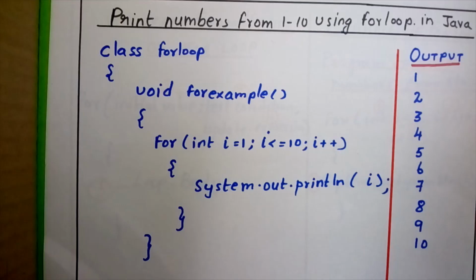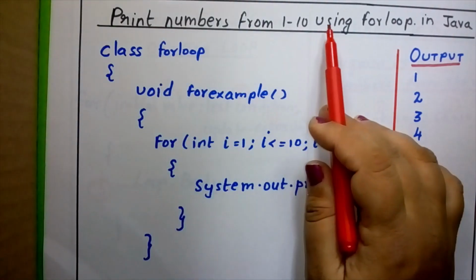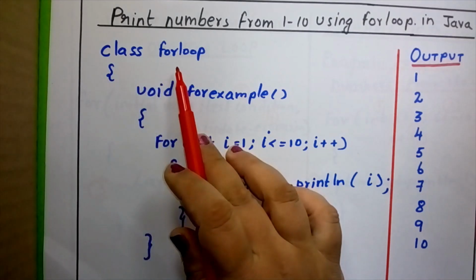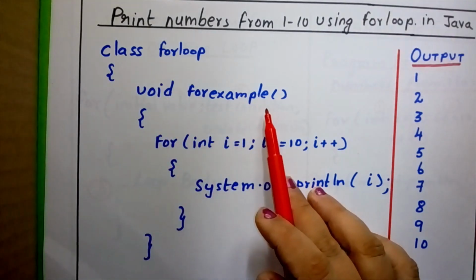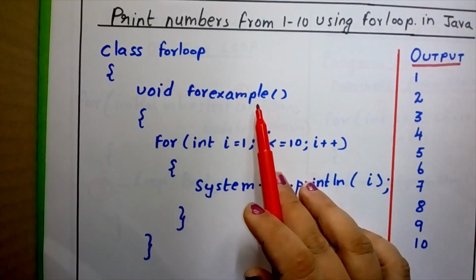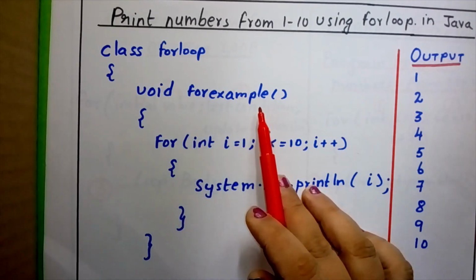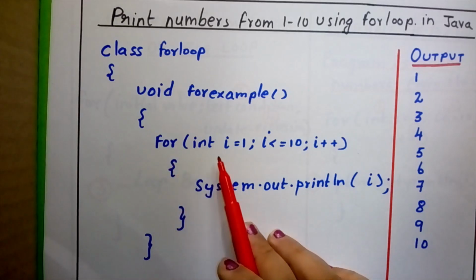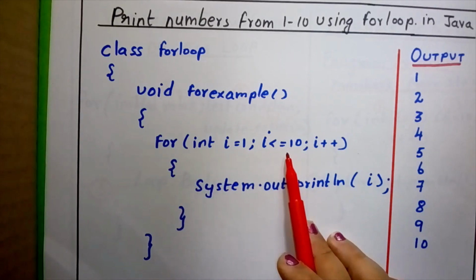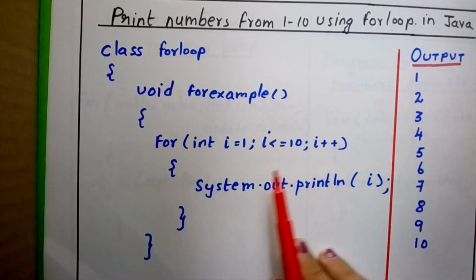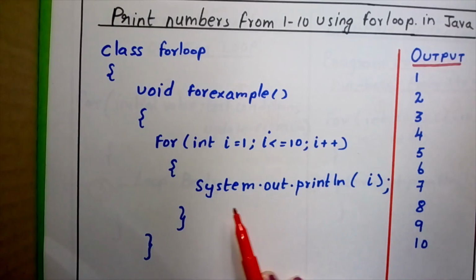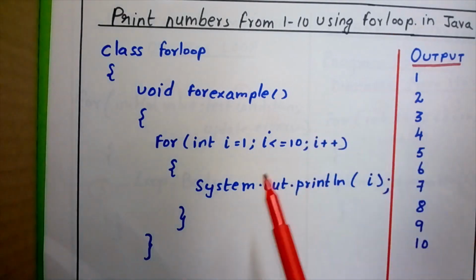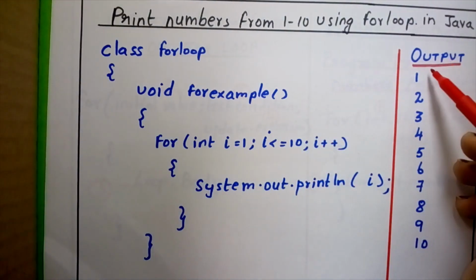I have given an example here. Print numbers from 1 to 10 using for loop in Java. So here I have written class for loop, void for example. This is a function name. I have not put public static void main because in BlueJ we can write a function name like this. And here for int i is equal to 1, i less than or equal to 10, i plus plus, System.out.println(i). This particular program will give you this output, that is, it will print 1 to 10.